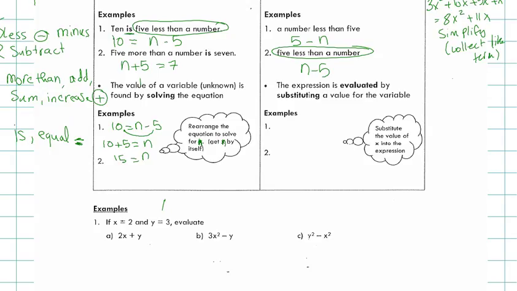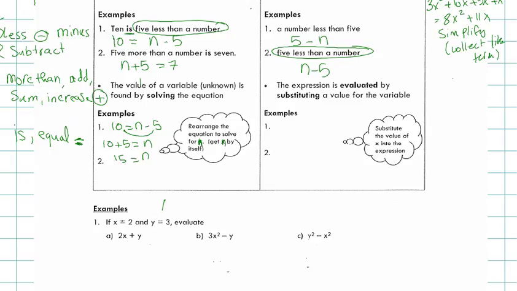So when you bridge something, so you're bridging a negative 5 over an equal sign, you're moving it from this side to this side. It changes from a negative to a positive. We call that opposite operation.